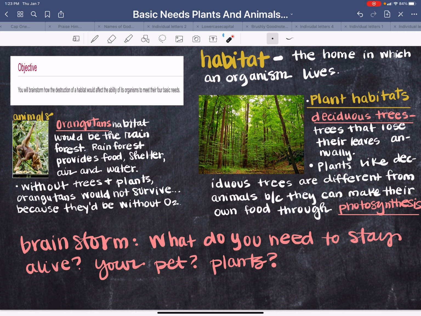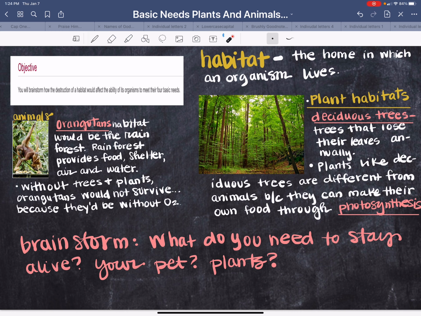A temperate forest is full of deciduous trees. Plants like these deciduous trees are different from animals because they're capable of making their own food. And again, that's called photosynthesis, by which plants use sunlight to make their own energy from carbon dioxide and water. What do you think might happen to deciduous trees in a temperate forest if the sun stopped shining? Tell you what would happen. Without sunlight, the deciduous trees couldn't survive because they wouldn't be able to make their own food. This would also affect the animals that rely on these plants for survival.